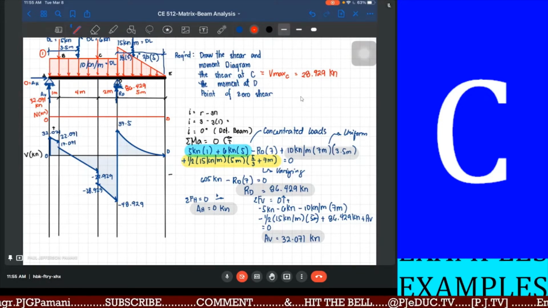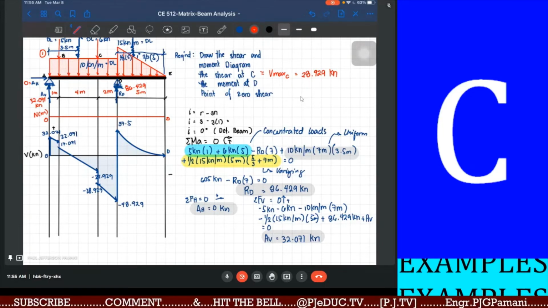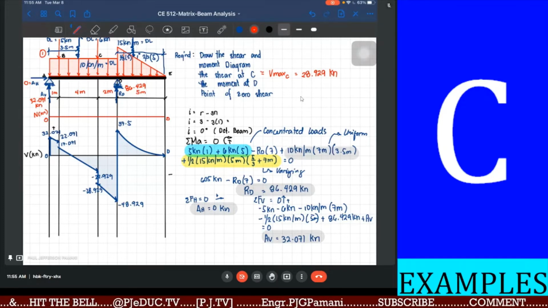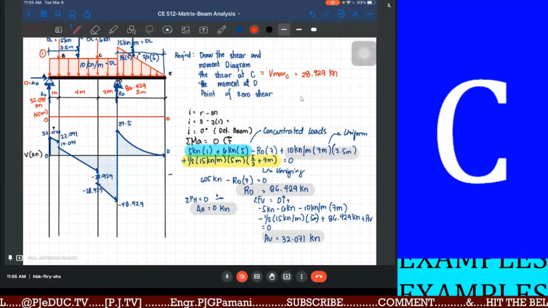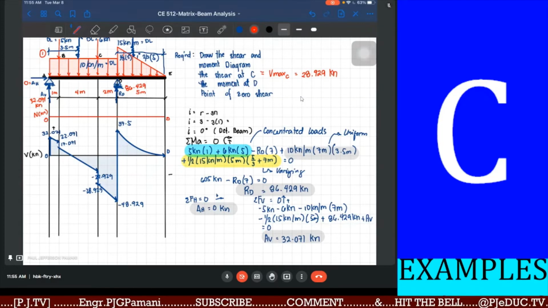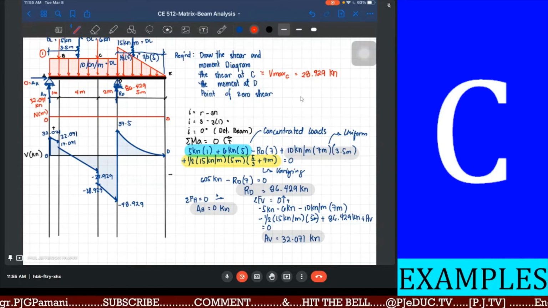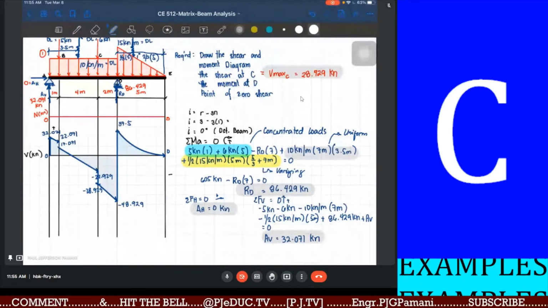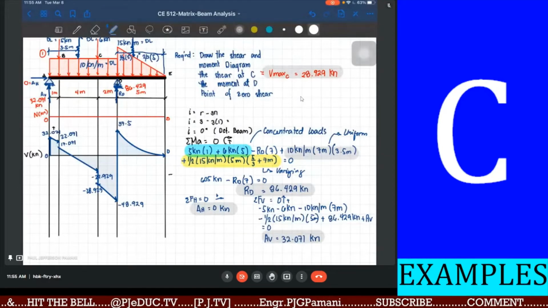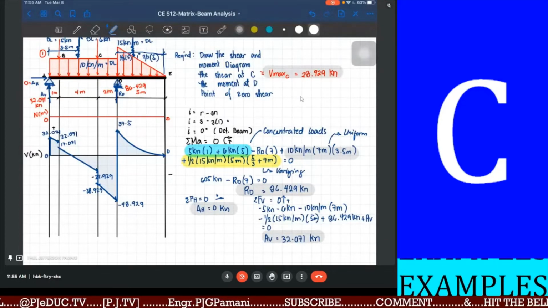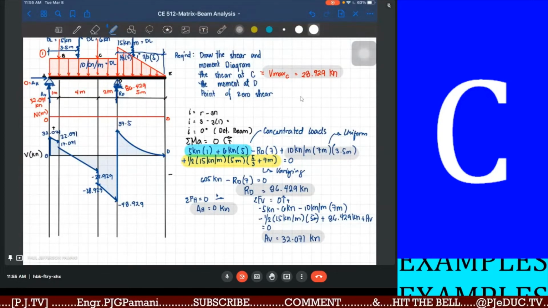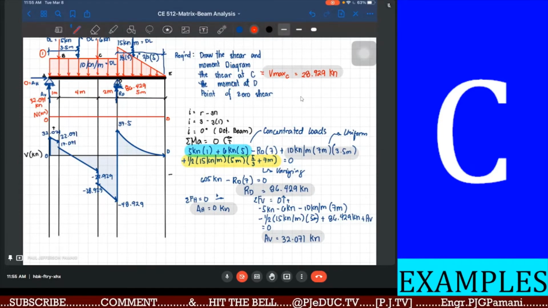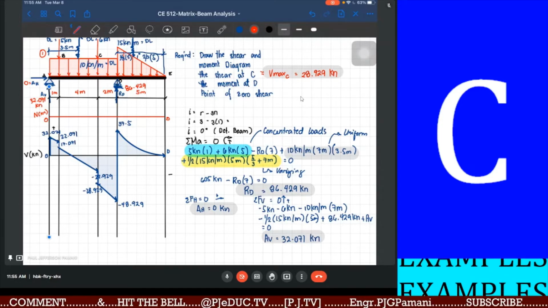Sinabi naman niya maximum shear. So pag sinabi nating maximum positive shear at point C, that is 0. The maximum negative shear at point C, that is 28.929 kilonewton. So yan na yung ating answer sa point C and yung ating shear diagram. So what's next? Anong susunod sa shear diagram? Moment diagram, sir. So for the moment diagram, how are we going to solve the moment diagram?